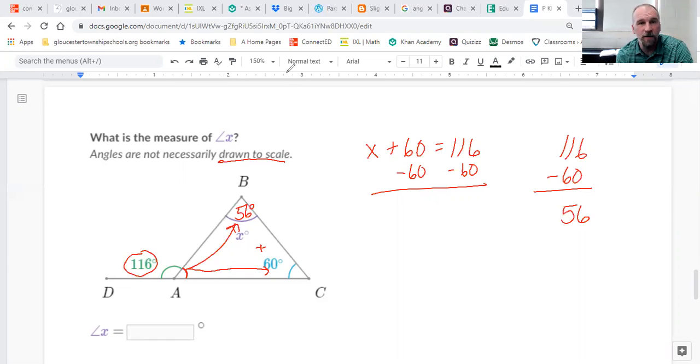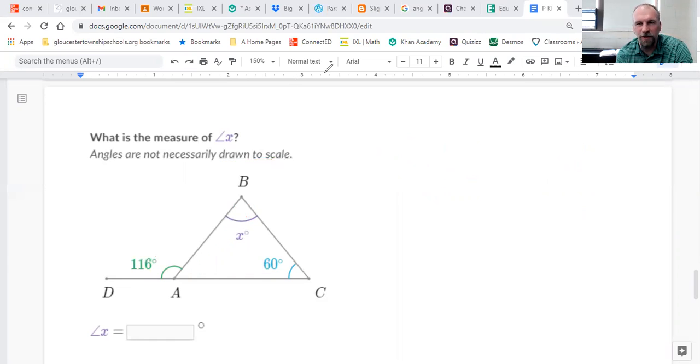All right, so there you go. Taking all of these things we've talked about and trying to continue to piece together this puzzle, finding all the missing angles. Good luck.